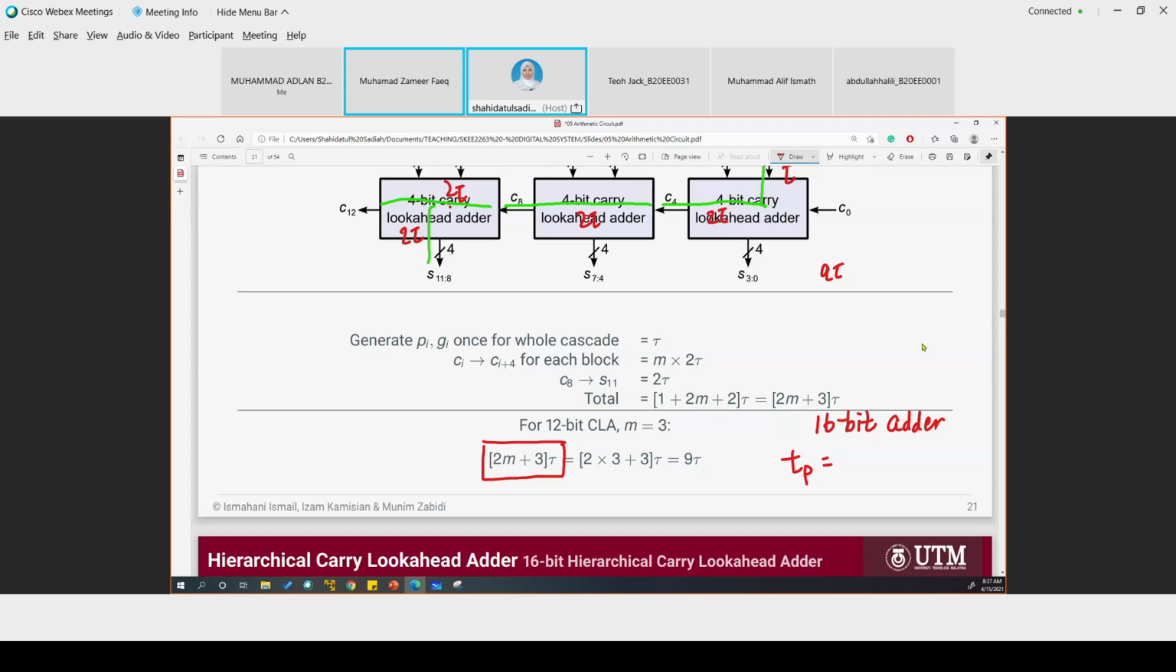What's the calculation? 2 times 4, 2 times 3, 4 plus 3, plus 3. That's 12 tau? Is this 12 tau? Okay. 2 times 4 is? Oh, my bad. It's 11. Okay, 11. It's 11 tau.